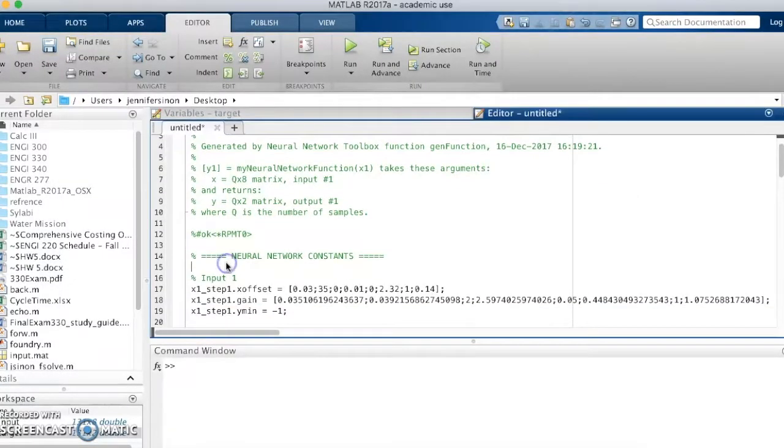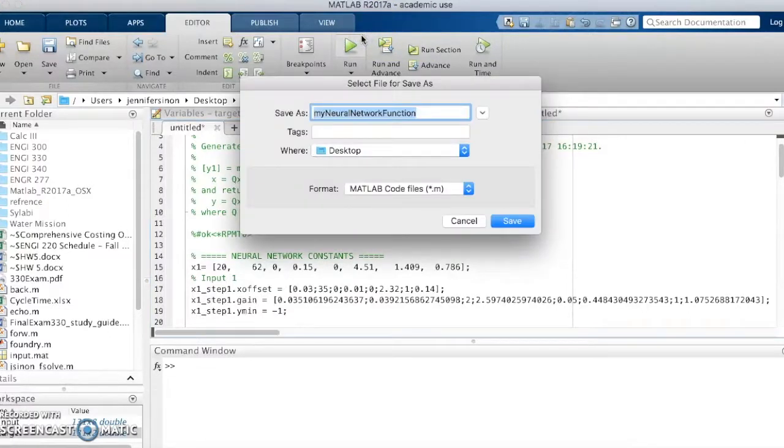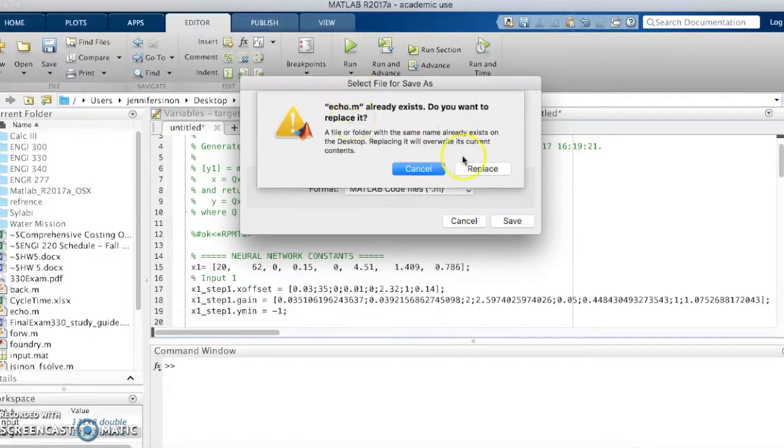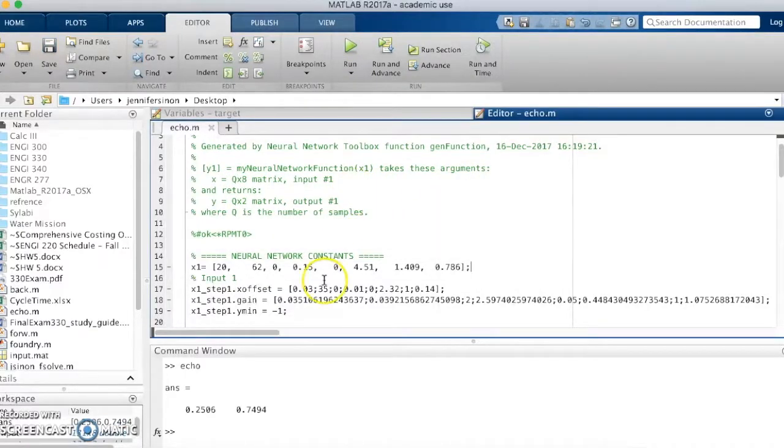Now, using the code generated by MATLAB, I will input a scenario to see what the neural network determines to be the most accurate output. As you can see here, this patient has about a 75% chance of living exactly 1 year after a heart attack.